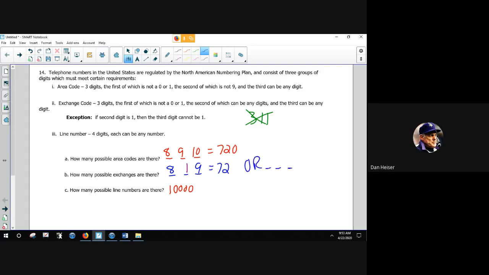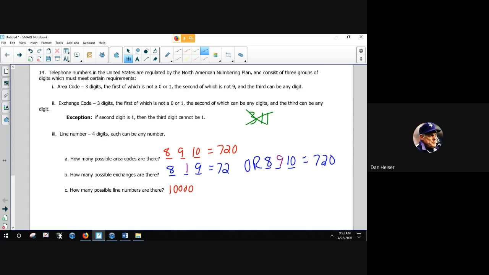But now we have a second scenario. Now the second digit is not 1. So now I have 9 possibilities for the second digit. Anything but 1. First digit is still 8 possibilities. Can't be a 0 or a 1. Because the second digit is not a 1 anymore, the third can be any digit. So now I have 10 possibilities. That leaves me 720 possibilities.